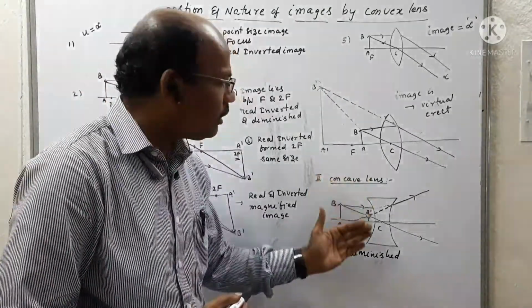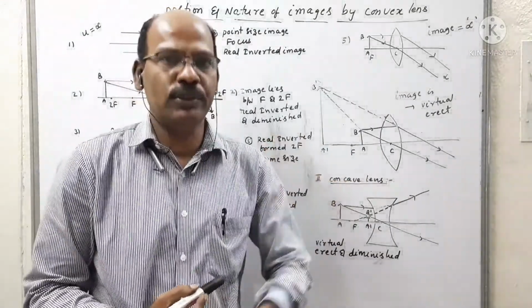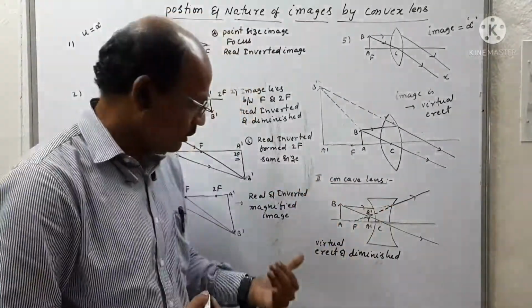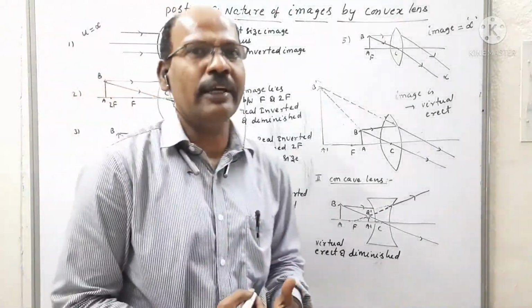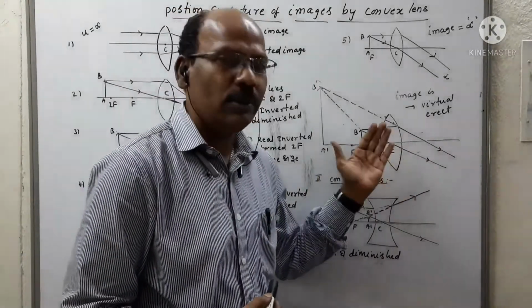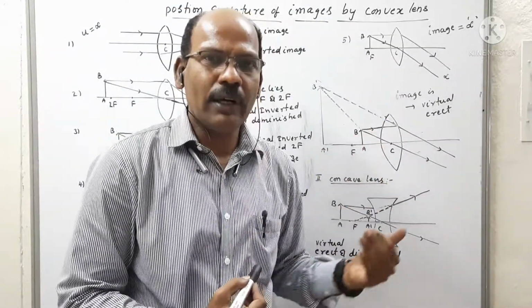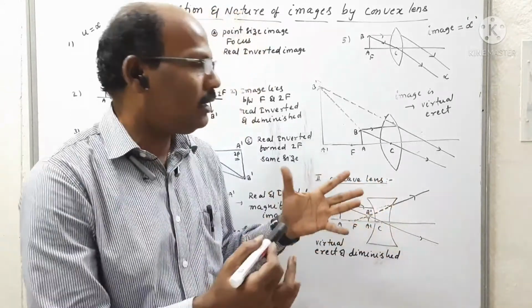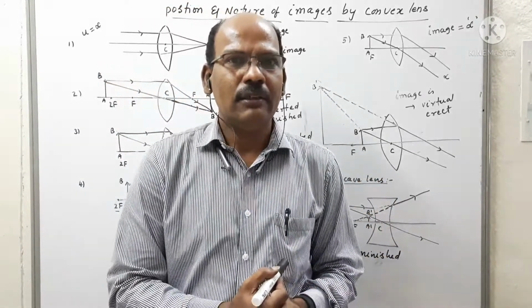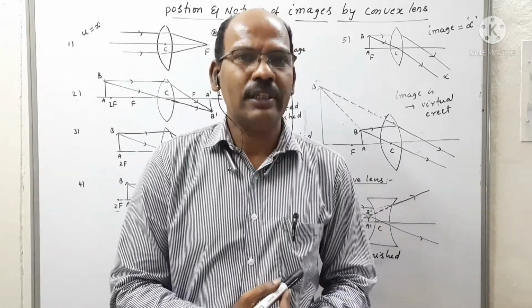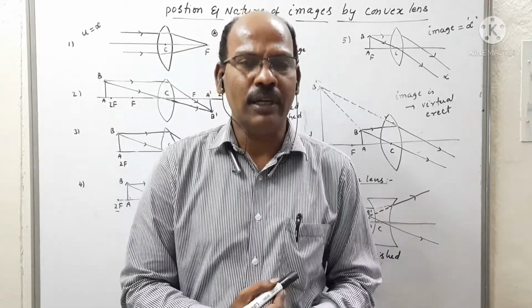So the focal length of the convex lens is positive, that is a converging lens. The focal length of the concave lens is always negative. For a convex lens, the focal length is positive. For a concave lens, the focal length is negative. So depending upon the focal length, we define what is power of a convex lens or concave lens.